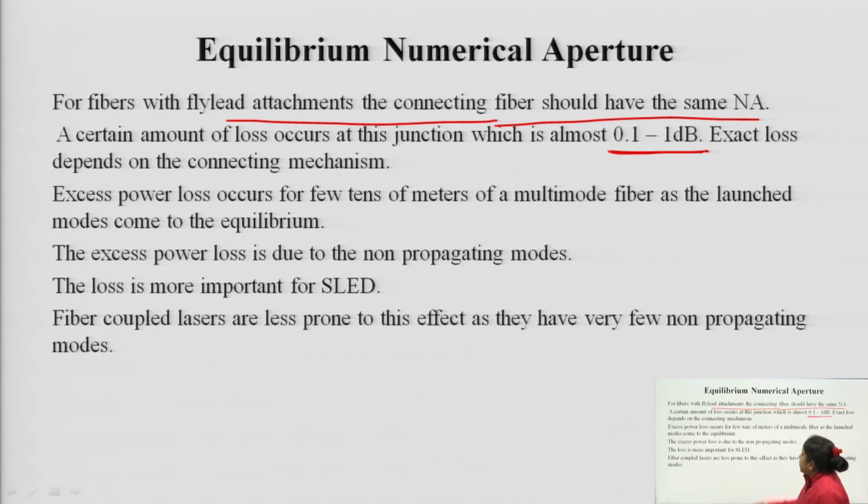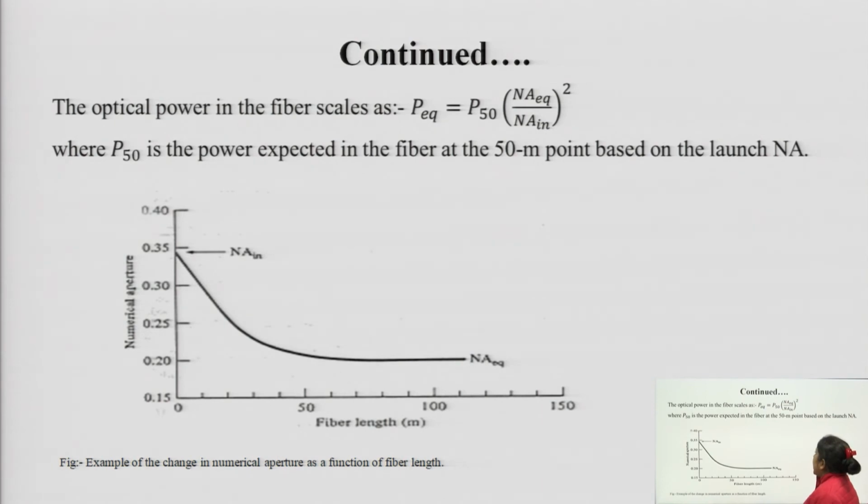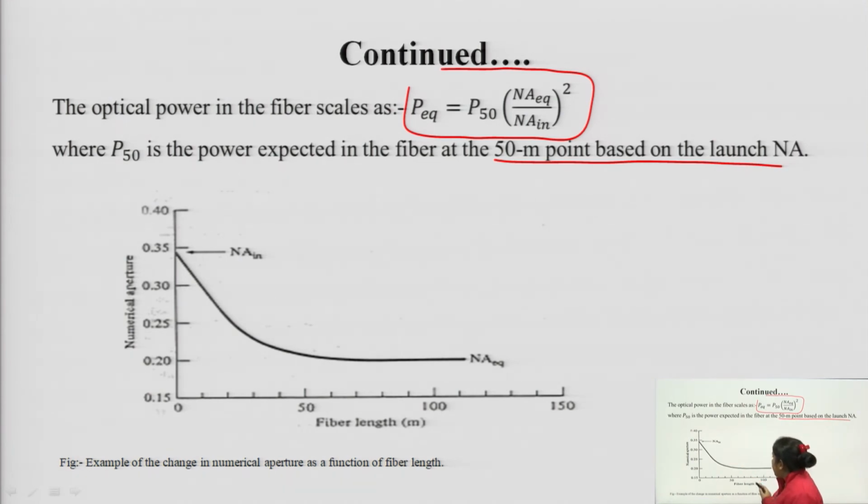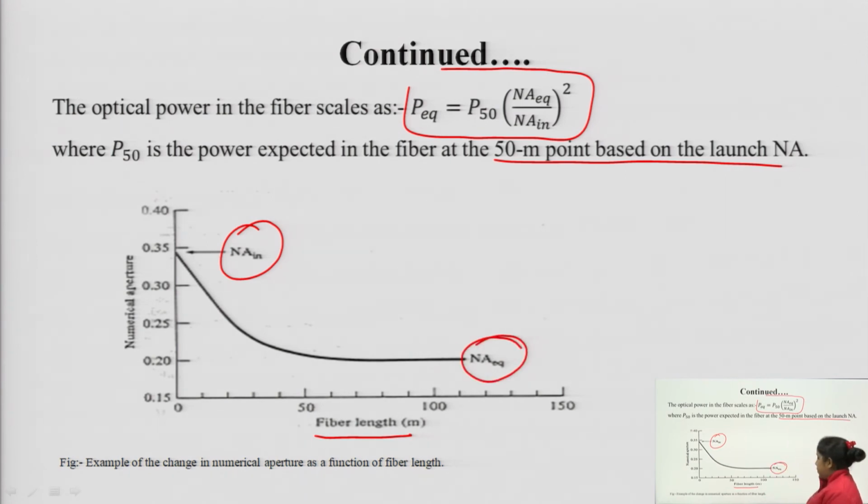Excess power loss occurs over a few tens of meters for multimode fibers. Fiber-coupled lasers are less prone to this effect as they have very few non-propagating modes. The optical fiber, when we take into consideration the equivalent numerical aperture, can be given by this equation, where P50 is the power expected in the fiber at the 50 meter point based on the launched numerical aperture. This is a graph between fiber length and the numerical aperture. Here comes the numerical aperture in, and it is the numerical aperture equivalent.